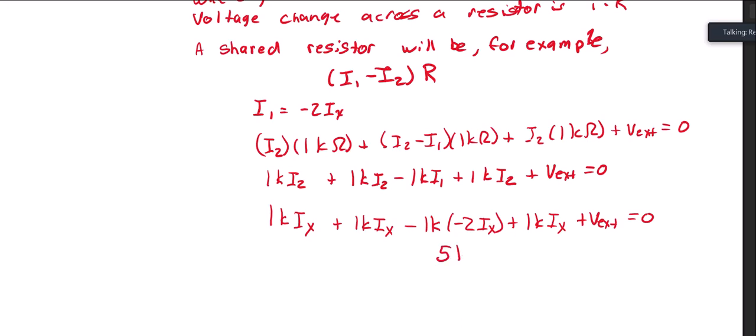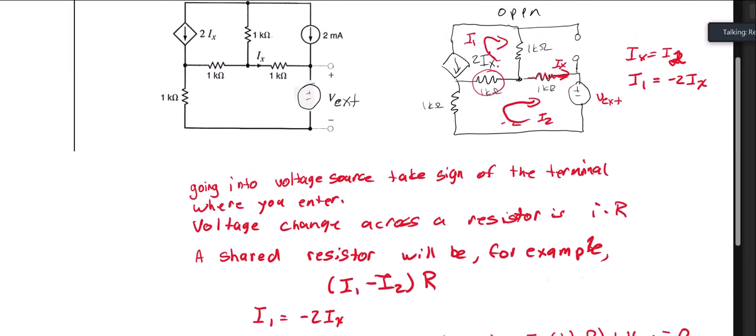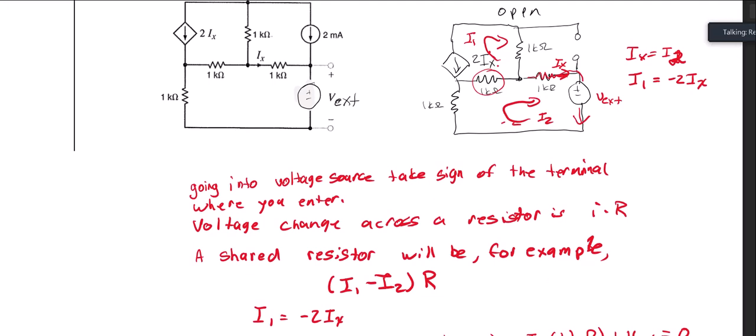5K IX equals V external, or V external over IX equals 5,000. And what I'm looking for is V external over I external. Well, let's take a look at our circuit. IX is in fact the current that goes through my external voltage source. And so I found it.